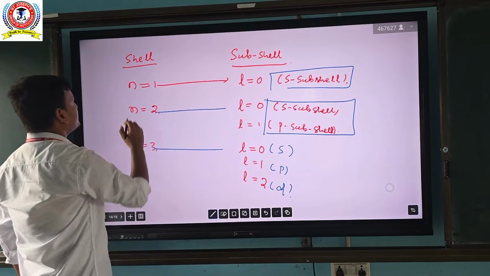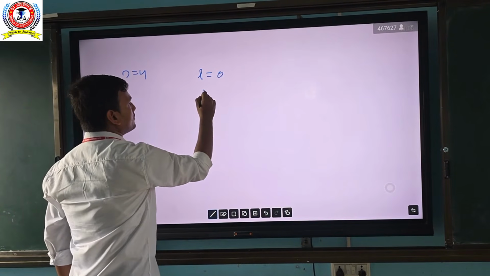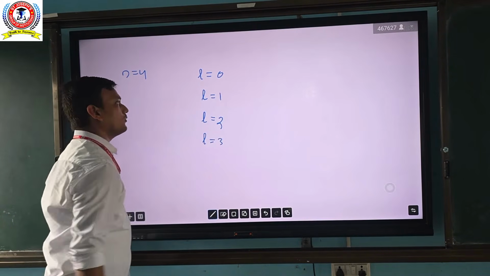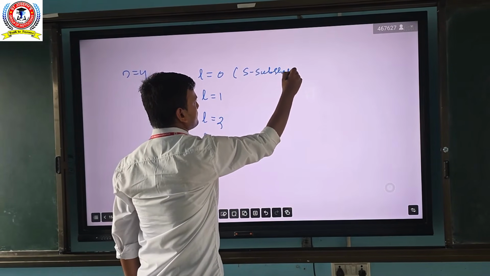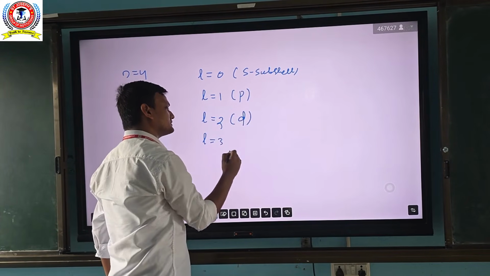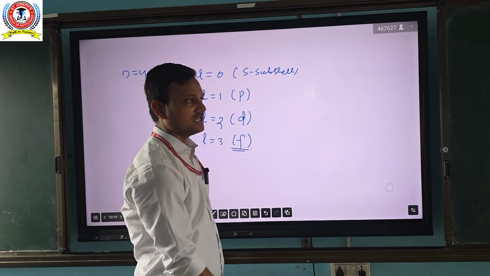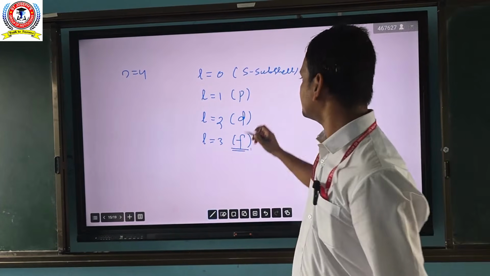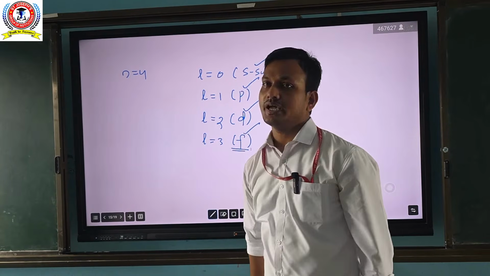The last one is n is equal to 4. n is equal to 4 means L is equal to 0, L is equal to 1, L is equal to 2 and L is equal to 3. When I say L is equal to 0, that means S subcell. L is equal to 1 means P subcell. L is equal to 2 means D subcell. L is equal to 3 means F subcell. That means there are four subcells present in the fourth cell: one is S, second is P, third is D, and the last one is the F subcell.